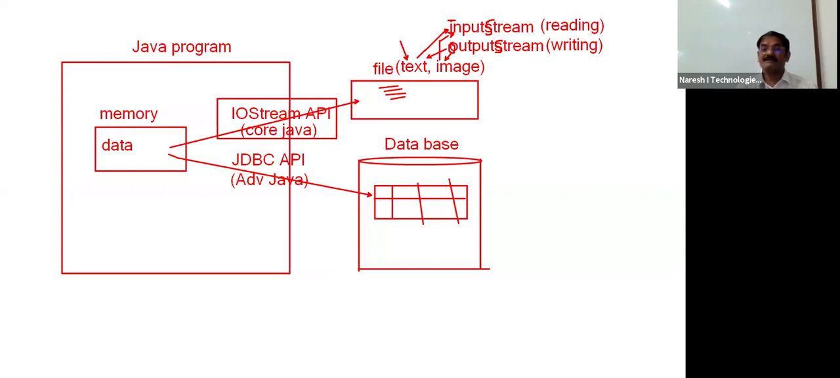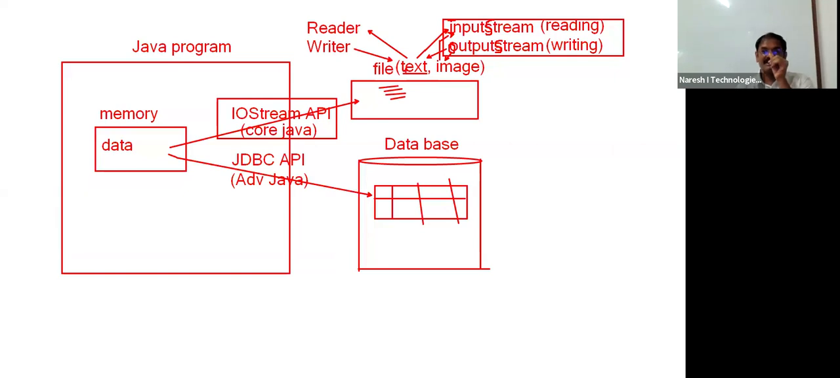There are other special classes given exclusively for text. Input stream and output stream work for both reading text and image, but they have some limitations in reading text data. That's why we have two separate classes called reader and then what? Writer. Reader is for reading data from the file, writer is for writing data. The names are self-descriptive.